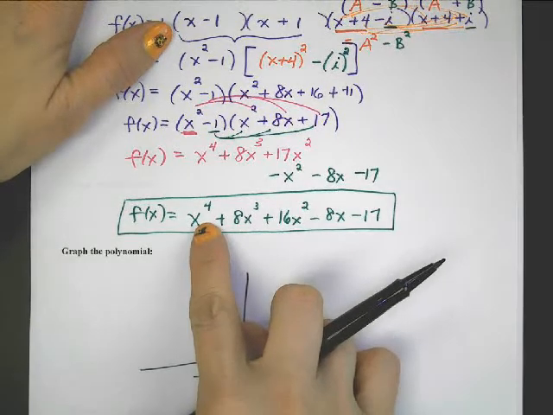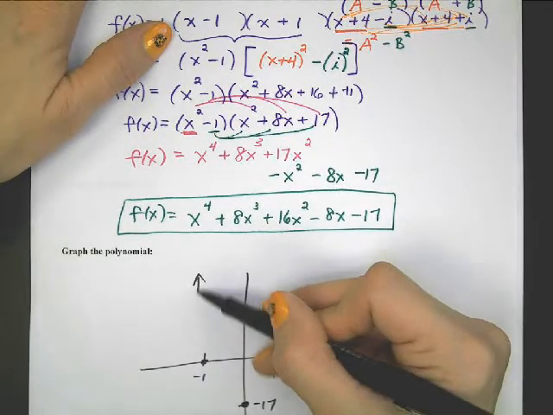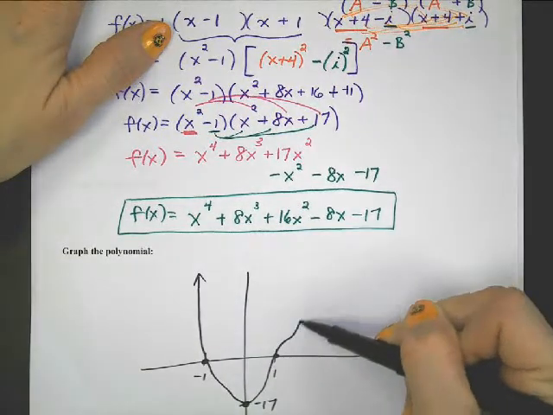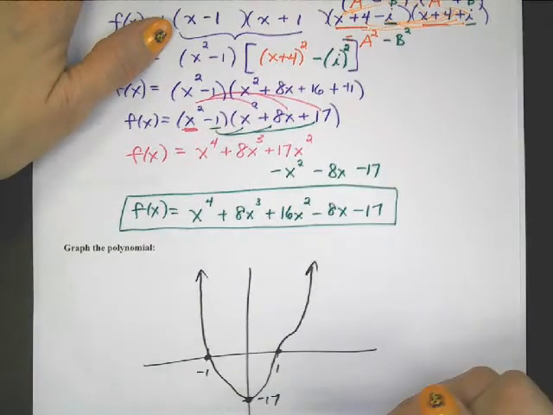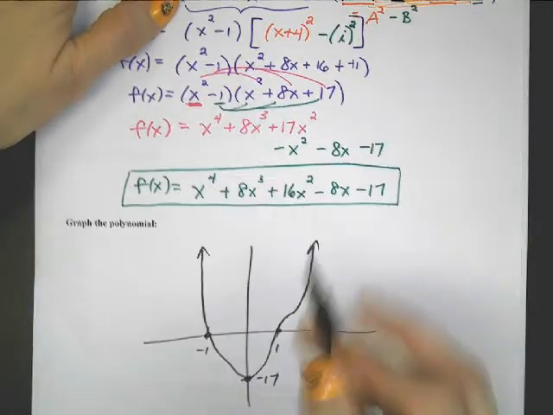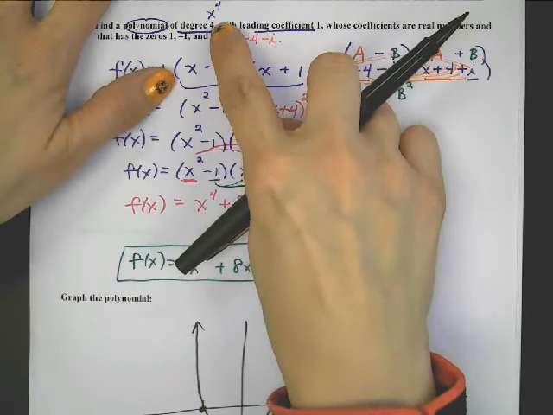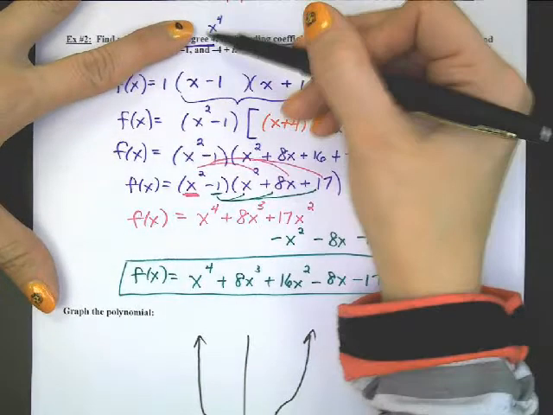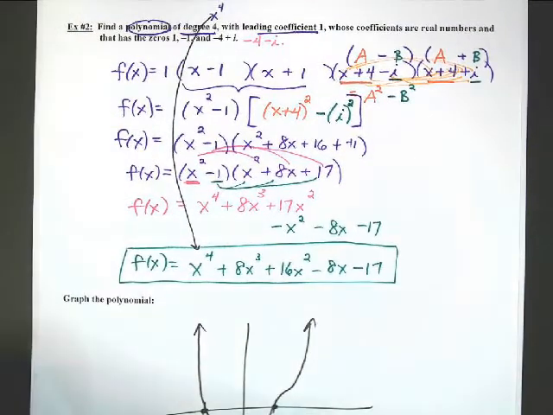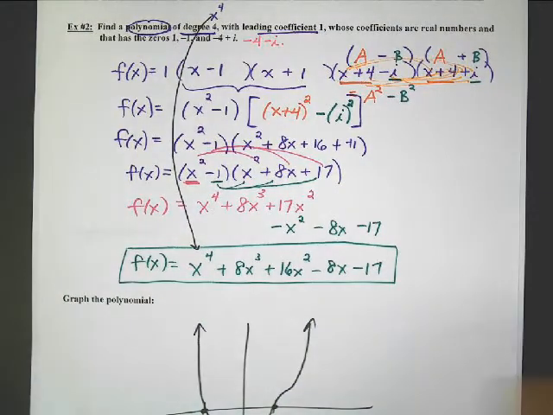X to the 4th opens up. And since it's odd, they're going to cross. Now there might be like another little curve somewhere. I'm not sure where it is. Okay, so you don't have to add in extra curves. It said make an x to the 4th. So let's just double check that we did indeed make an x to the 4th. Great. Okay, what else do we have?